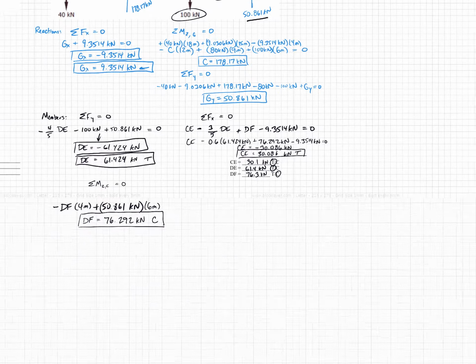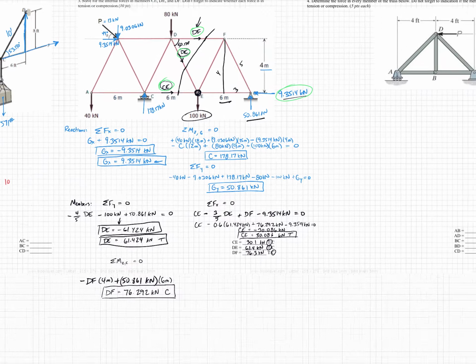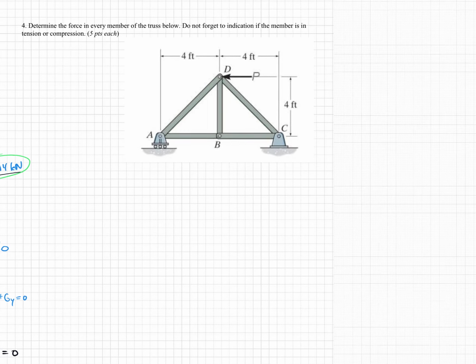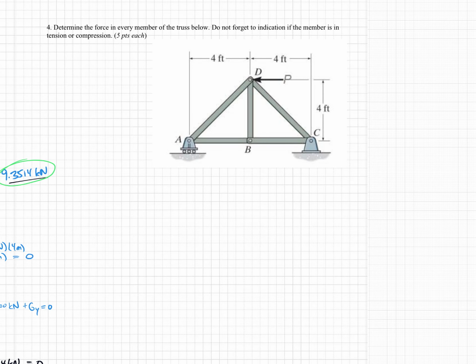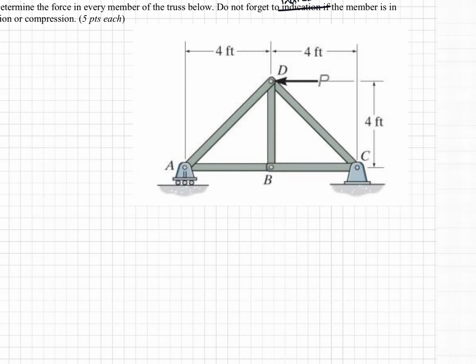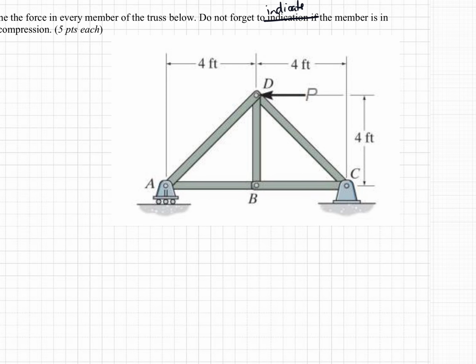All right, so that was kind of the mistake on this thing. This one took a little bit too much time. So let's go to this one. Determine the force in every member of the truss below. Do not forget to indicate if the member is tension or compression. To help you remember, of course, I put this down here. Let's look at this thing. P, in my case, is 675 kips. All right, so we've got a few external forces which we want to deal with.